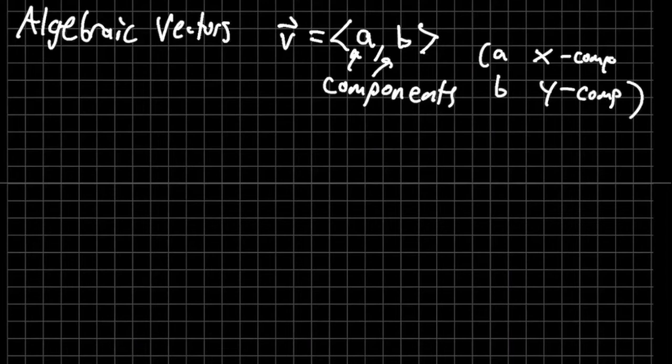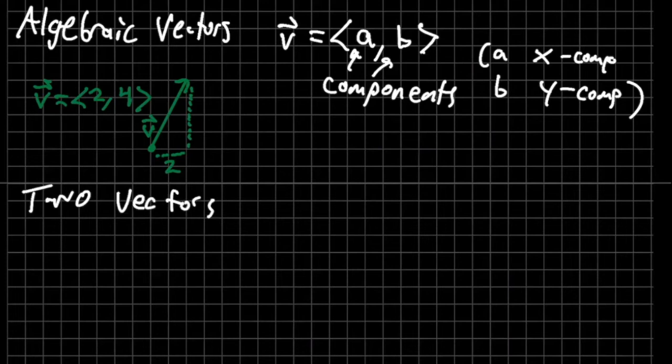So for example, if we were to look at a vector v that starts here and goes maybe up 4 to the right 2. Here, v is equal to our x component, the distance we travel in the x direction, so 2. Our y component is the distance we travel in the y direction, up 4. So these are the components of this vector v. We say that 2 vectors are equal if their components are equal.